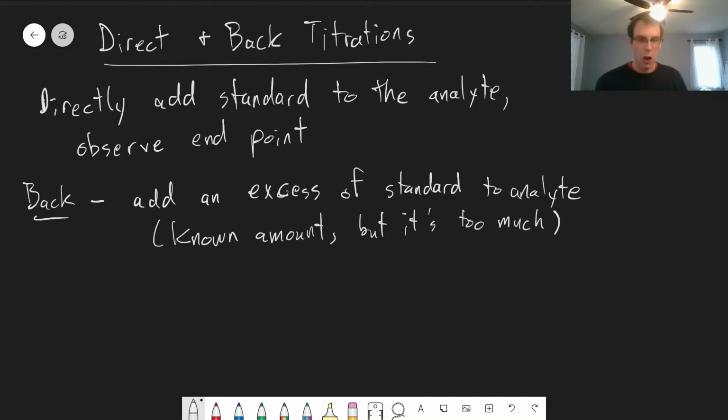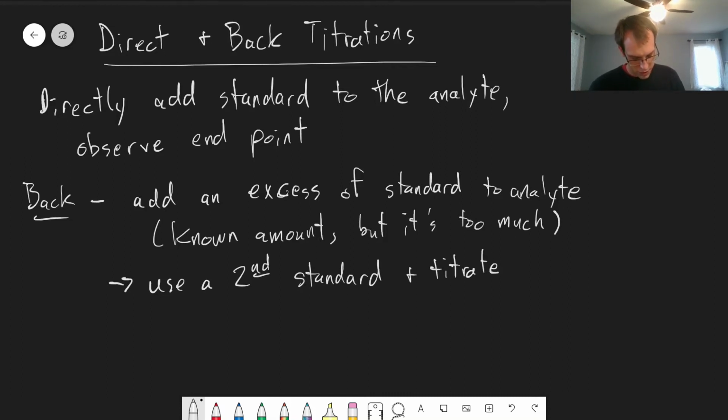The goal here is you want all of the analyte to react with your standard, and you want to make sure that reaction definitely happens, so you do that by adding an excess. All right, so we add an excess of our standard to an analyte. And then what we do is we use a second standard and titrate the excess of our first standard. Basically, you're trying to figure out how much of your standard that you added initially actually reacted with the analyte by measuring how much is left over.